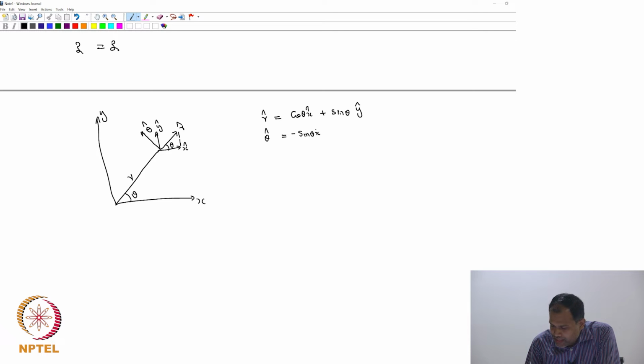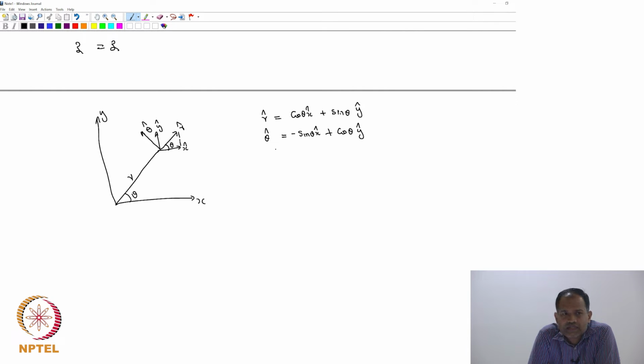Minus sin theta x cap. Minus is because x cap is in this direction, so you will need a minus x cap in this direction, and then plus cos theta y cap, and z cap again is z cap. So this is how the unit vectors in Cartesian directions are related to the unit vectors in cylindrical coordinates.